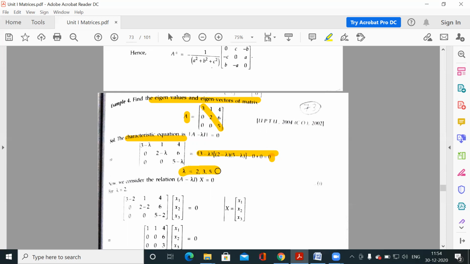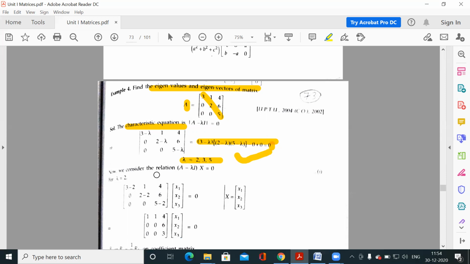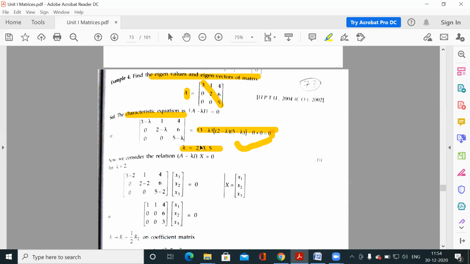So the values of lambda are 2, 3, 5. These are your eigenvalues. Now corresponding to each eigenvalue, you have to find the eigenvector. You can start in any order; it is not necessary to find the eigenvector for 3 first, or 5 or 2, or in the order 2, 3, 5. Because eigenvectors are with respect to eigenvalues, there is no first, second or third eigenvector. Simply find the eigenvector corresponding to each eigenvalue.